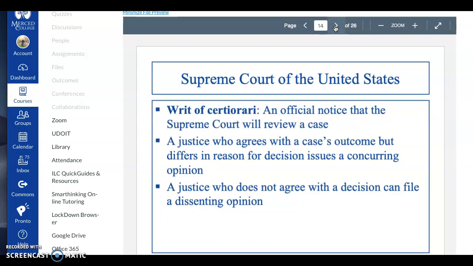A justice who agrees with a case's outcome but differs in the reason for the decision can offer what we call a concurring opinion. So they say, yes, I agree to legalize marijuana, but not for the reasons stated in the decision. And then somebody who does not agree with the decision would be a dissenting opinion.